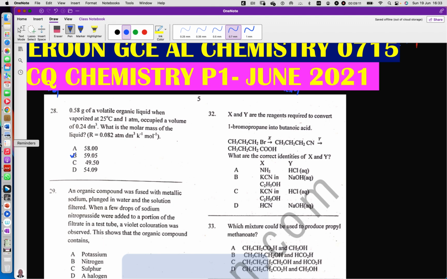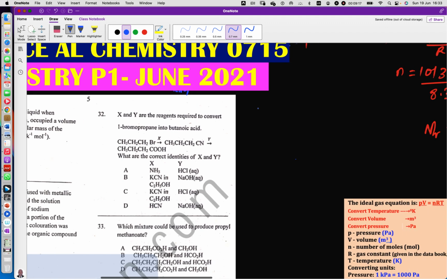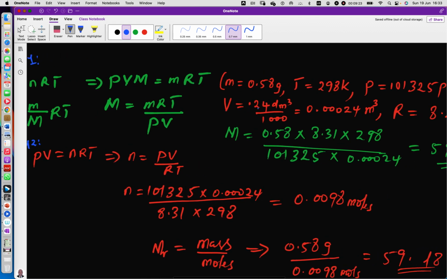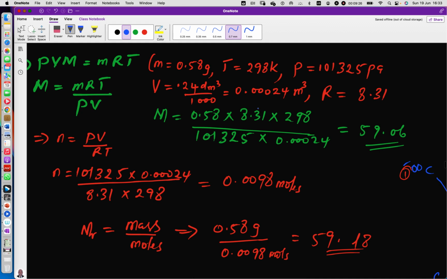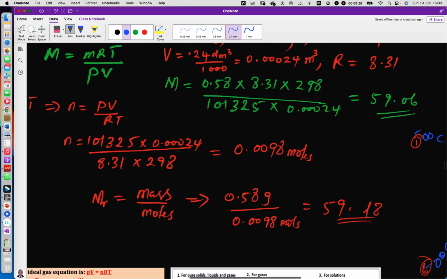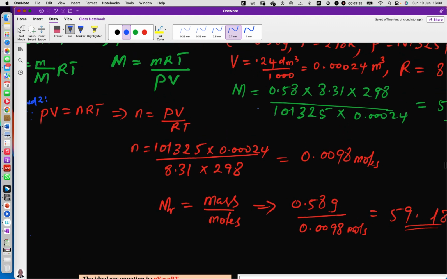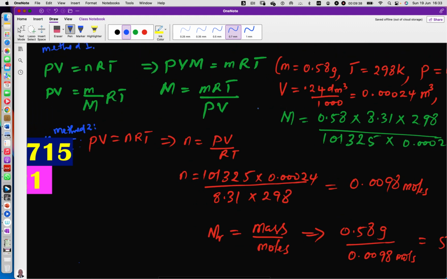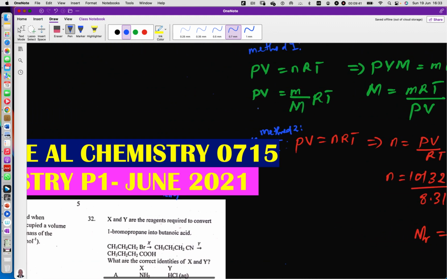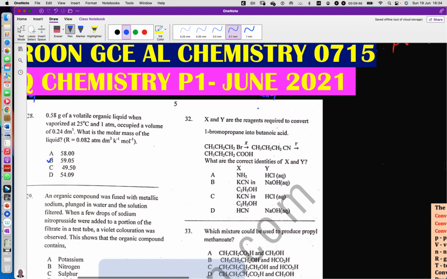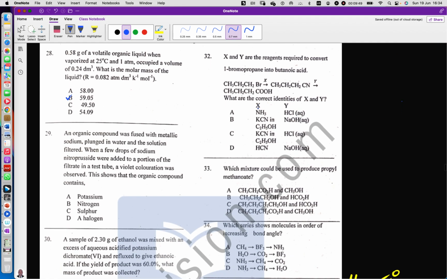After doing the calculations using the two methods, you have the value 59.006. Then the other one is 59.18. Well, maybe calculation errors, some percentage errors that are there. So we will have that answer there, which is 59.05. It takes us to question number 29.